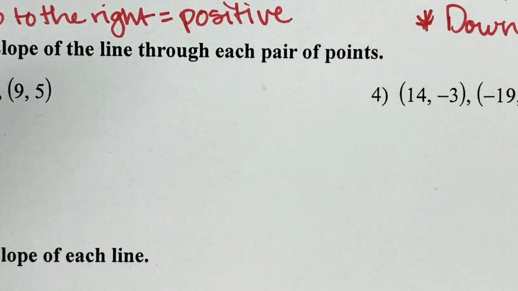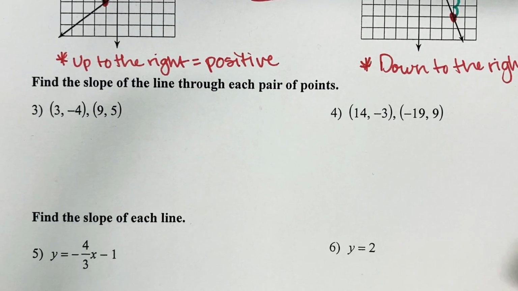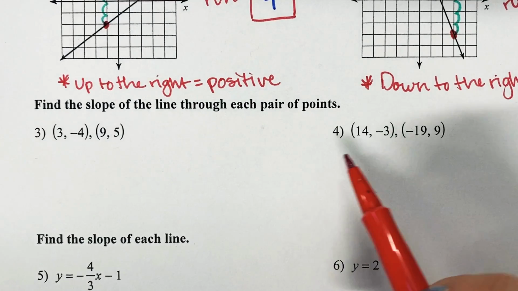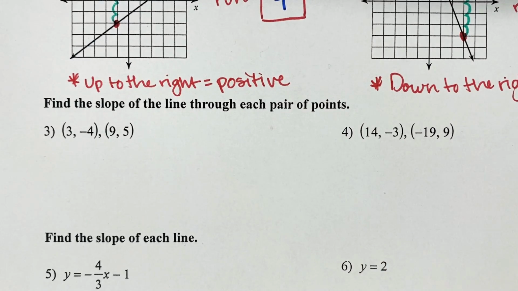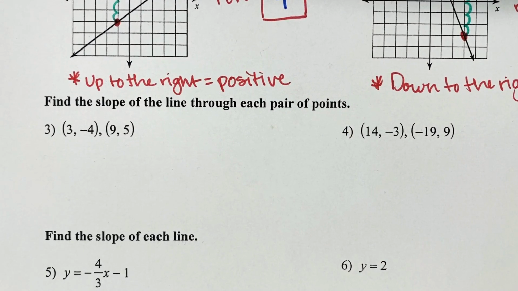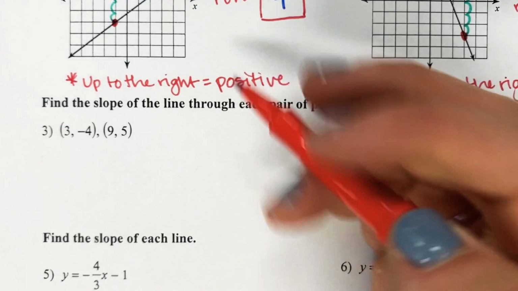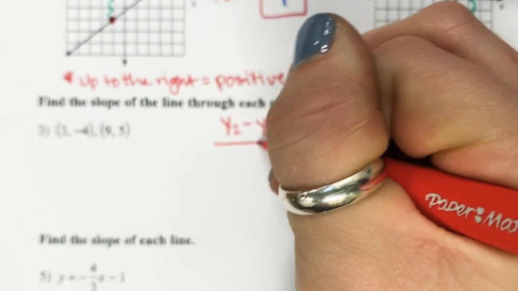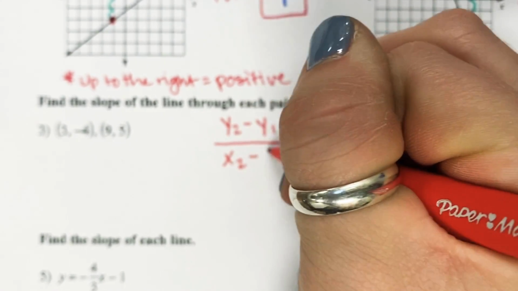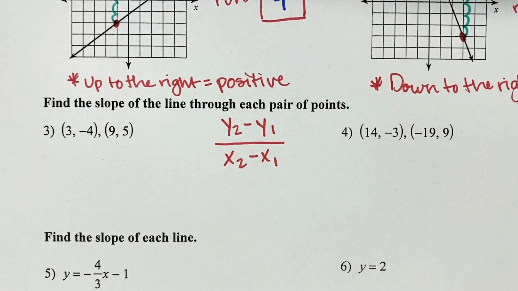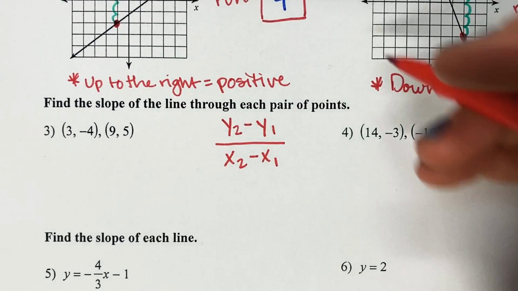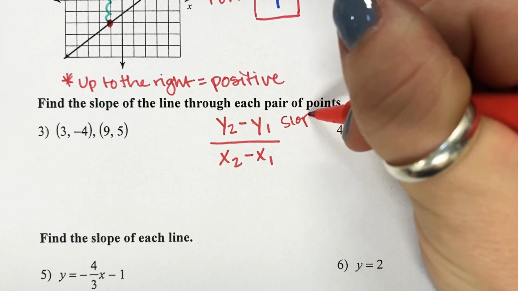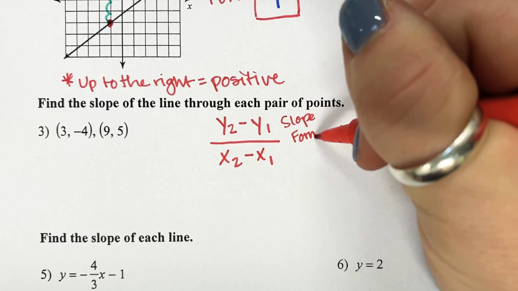Okay, let's look at 3 and 4. So on 1 and 2, we were given graphs to find the slope. On 3 and 4, we're given coordinate points. Okay, so in order to find the slope using coordinate points, we need to use our slope formula, which is y2 minus y1 on top, x2 minus x1 on bottom. Okay, so that is our slope formula. In fact, let's label that. Slope formula.